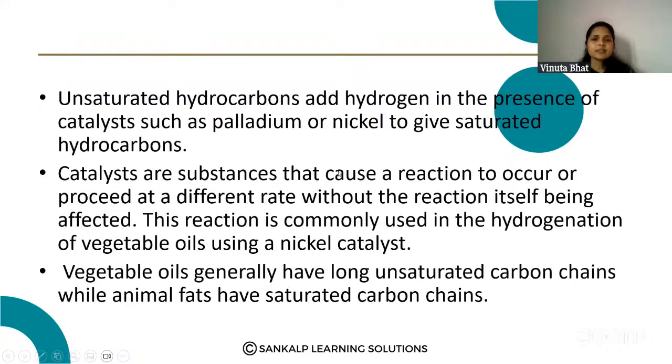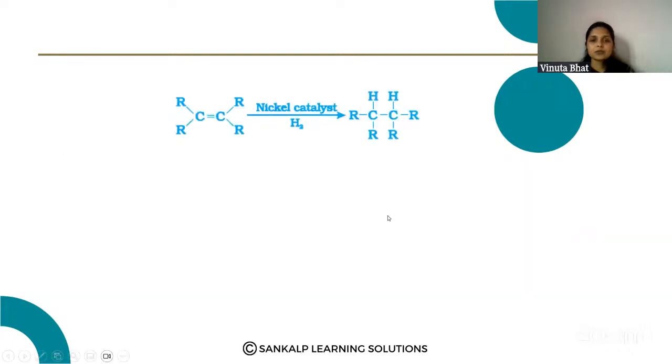Unsaturated hydrocarbons add hydrogen in the presence of catalysts such as palladium and nickel to give saturated hydrocarbons. Catalysts are substances that cause a reaction to proceed at a different rate without themselves being affected. This reaction is commonly used in the hydrogenation of vegetable oils using a nickel catalyst. Vegetable oils generally have long unsaturated carbon chains, while animal fats have saturated carbon chains. So this is the example.